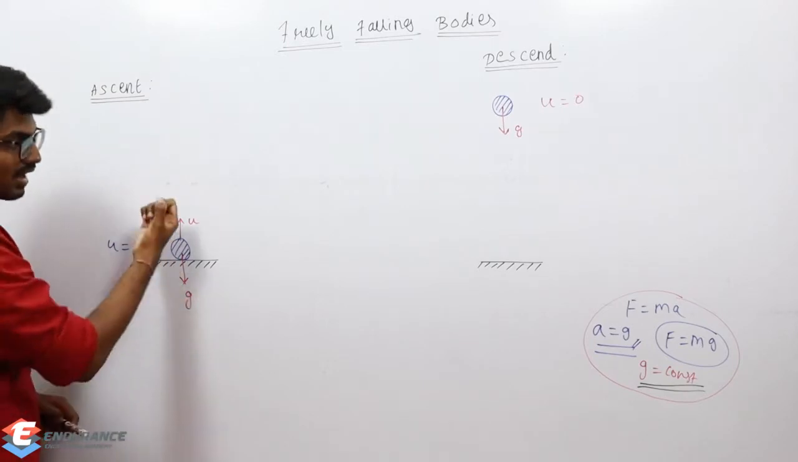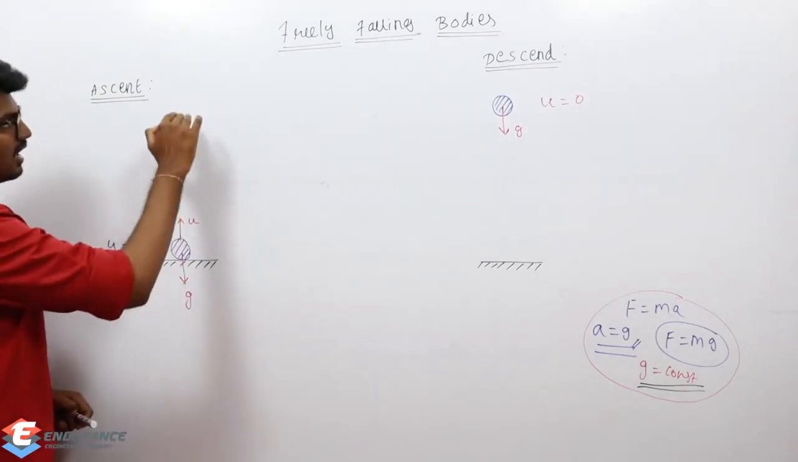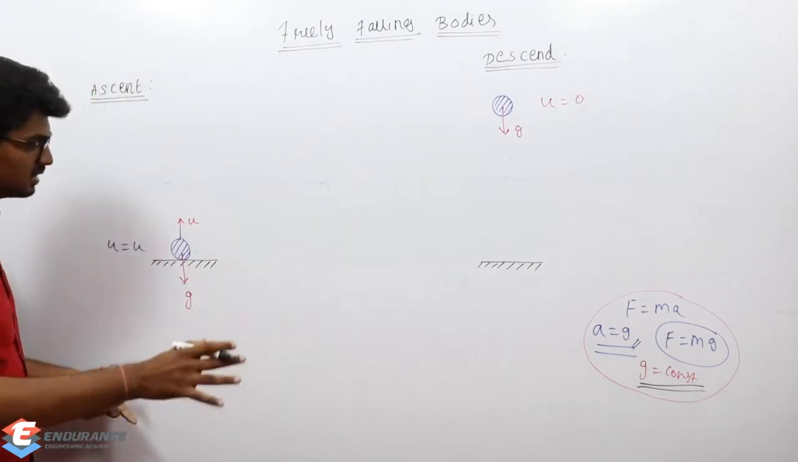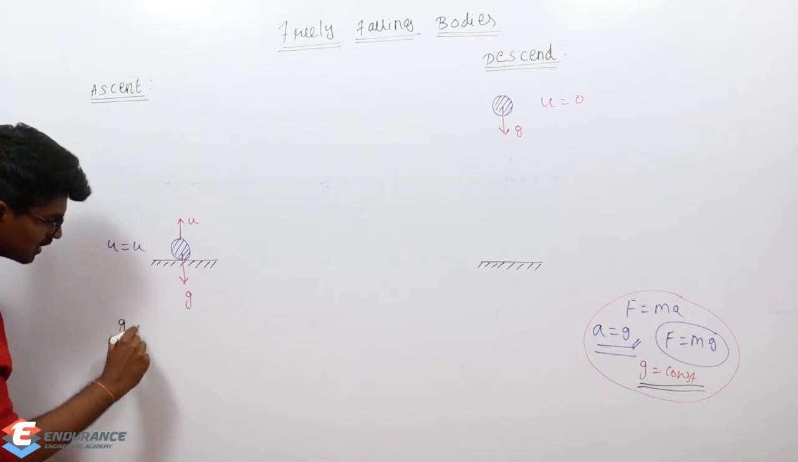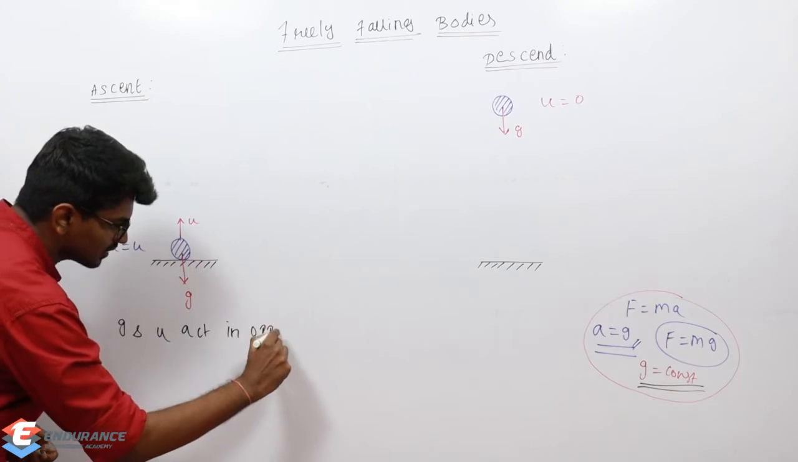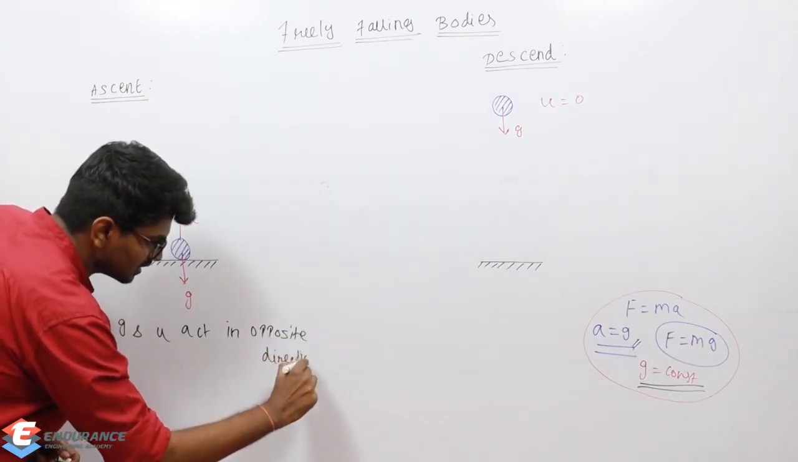But this acceleration due to gravity is going to pull it down. This initial velocity will keep on decreasing. It will reach some value where the velocity will become zero. That is the overall principle. So g and u act in opposite directions.